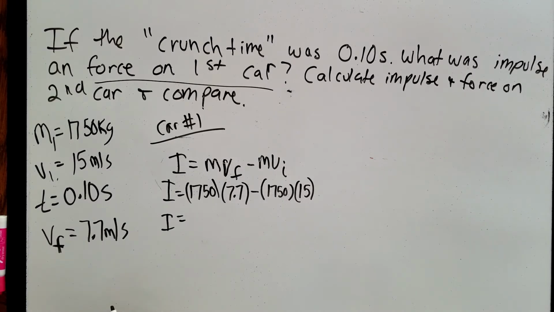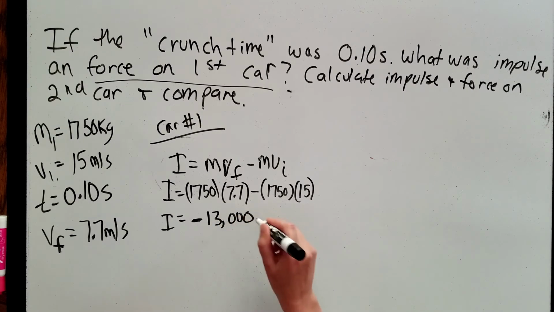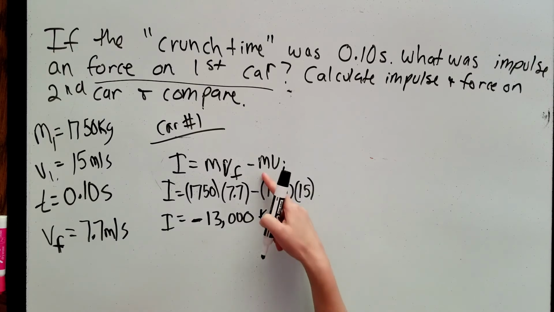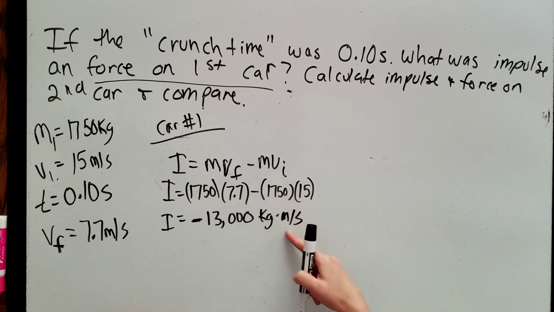So calculating this, we have 1750 times 7.7. We're going to subtract 1750 times 15. And I'm getting a negative number here. Okay, and I'm going to round it to two significant figures. I'm getting negative 13,000 kilograms times meters per second. Mass in kilograms, velocity meters per second.